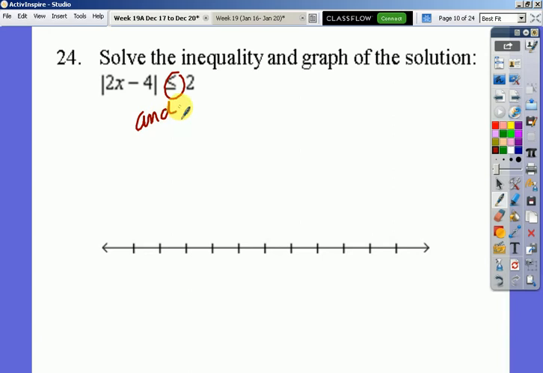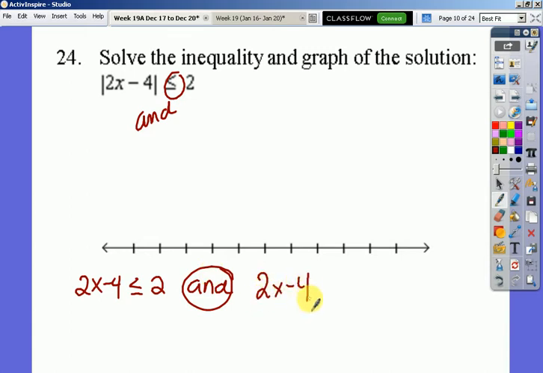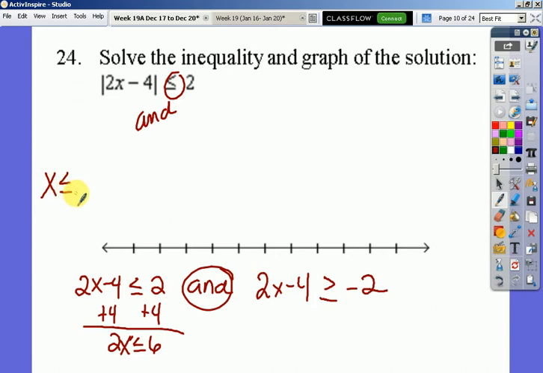Okay? So, in other words, when I split this up and solve it, I'm going to get 2x minus 4 is less than or equal to 2, and, okay, that's the key, 2x minus 4 is greater than or equal to. Now, with absolute value, you have to have a negative somewhere, right? So two things are happening here. You're flipping the inequality, and you're making what follows it a negative. Remember that? Okay, so you just add 4 and add 4. 2x is less than or equal to 6. So x is less than or equal to 3.